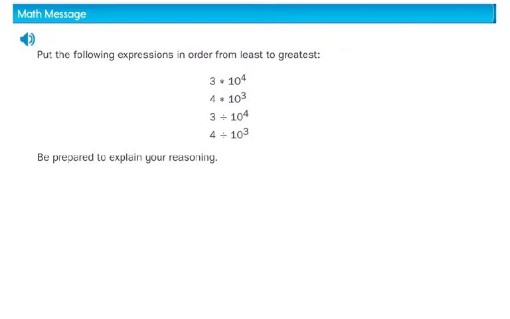All right, on your whiteboard still, we're not yet into our math journals. Put the following expressions in order from least to greatest. It might help for you to write that 3 times 10 to the 4th. Remember, 3 with 4 zeros behind it. 4 times 10 to the 3rd is 4 with 3 zeros behind it.